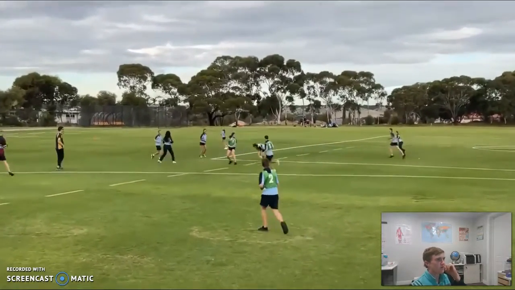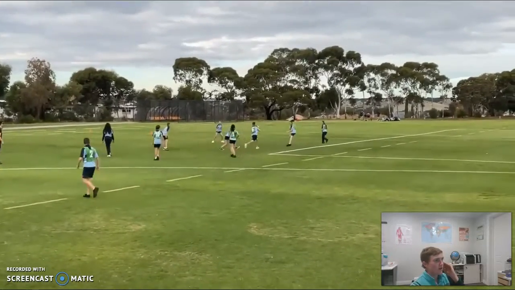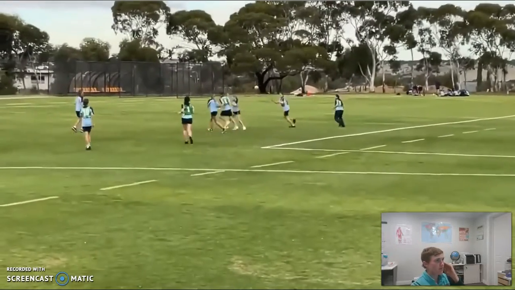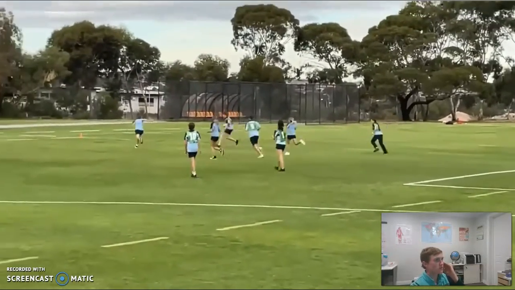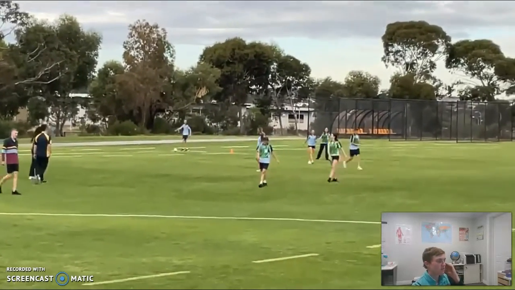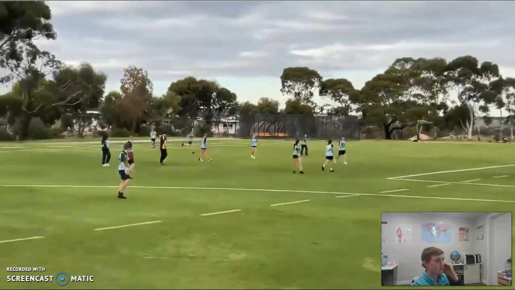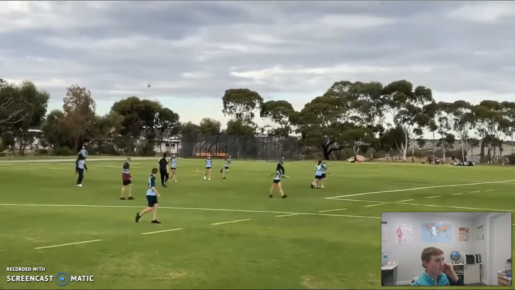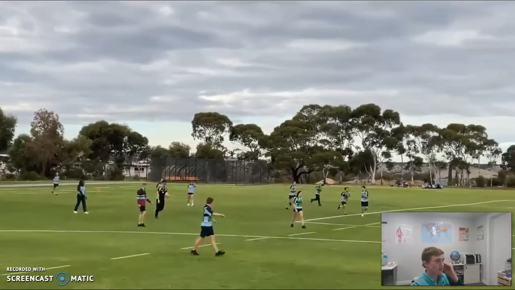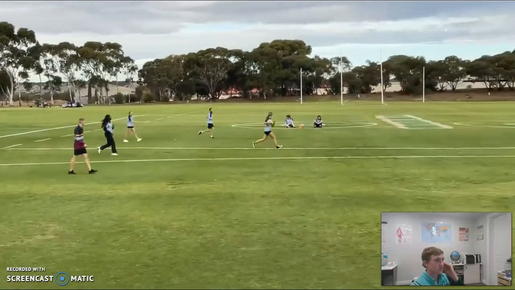the green number 9 here gets the ball from the dummy half, sees a gap on the far wing, and does a really nice draw of the player and passes at the last possible moment, which gives the winger the most amount of time to use his space and get the try. So the most effective way for a teammate to pass is to draw the player and pass at the last possible moment. It makes the defender really have to backtrack to get the try.